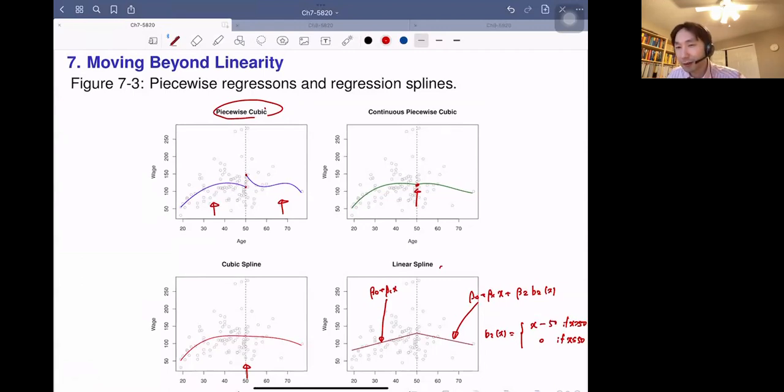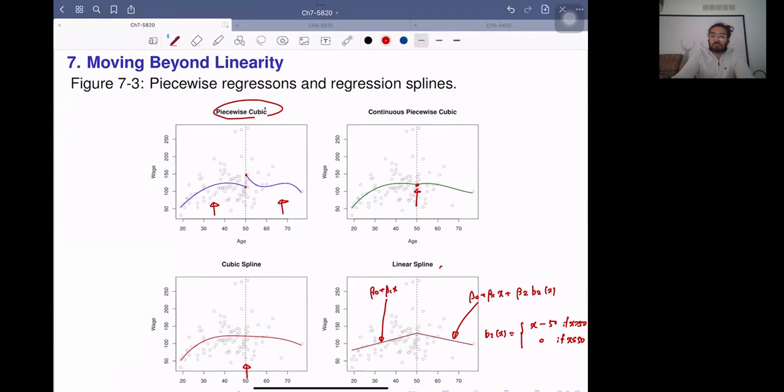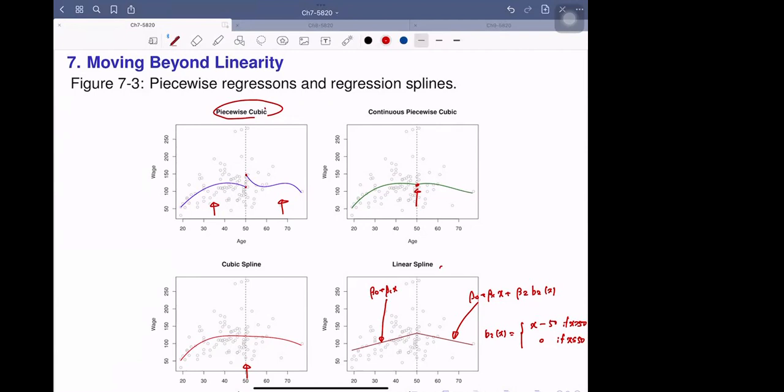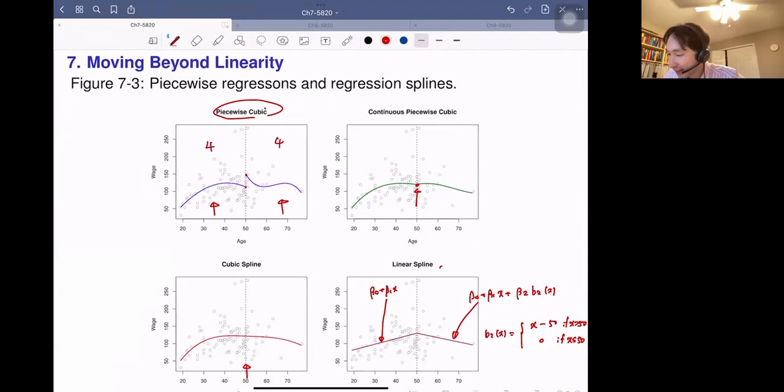Some bonus credits for the correct answer. So how many parameters? How many coefficients, including the intercept? 7? I think it's 8, right? 4 plus 4. So yeah, 8.